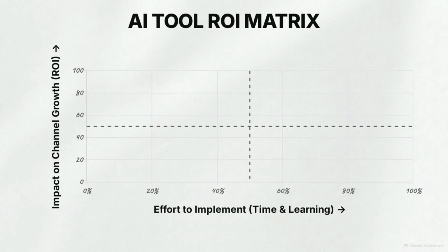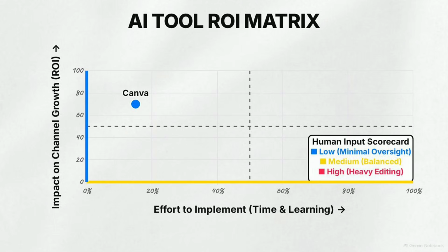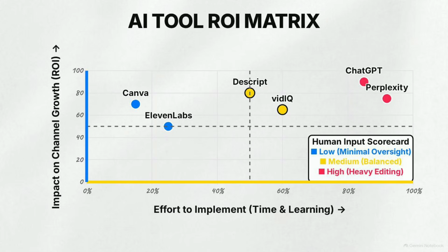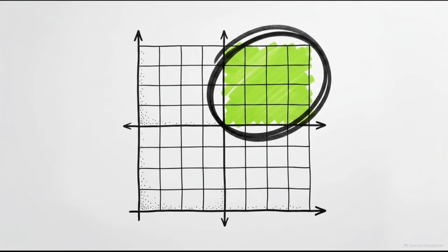This quadrant chart tracks the real return on investment for creator tools. The horizontal axis measures the effort required. How much time and learning does it take to make the output sound and look human rather than like generic AI? The vertical axis tracks the actual impact on your channel, measurable gains in retention, click-through rates, or pure hours saved during production. We are going to grade 7 major tools using a human input scorecard, scoring them as low, medium, or high, and then map them onto this matrix. Building a practical workflow means ignoring the noise and picking only the specific software that lands in the high-impact zones for your exact style of videos.